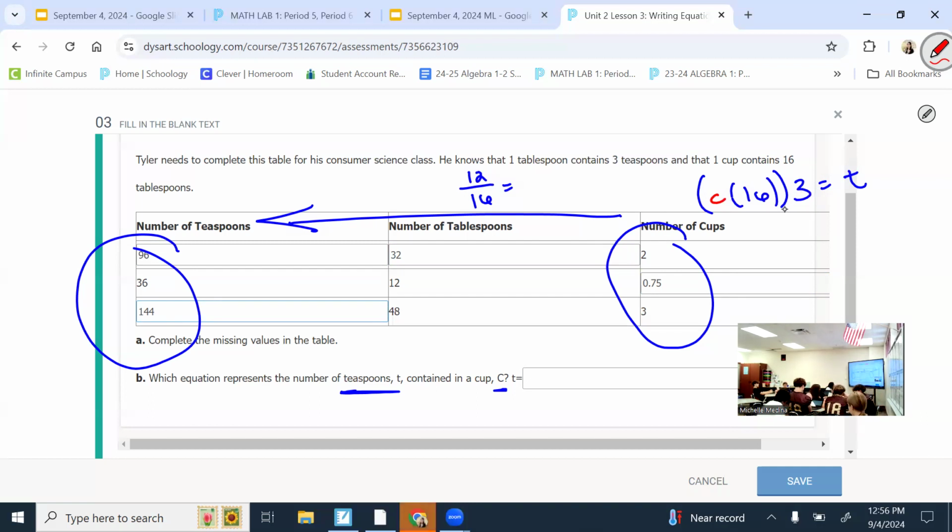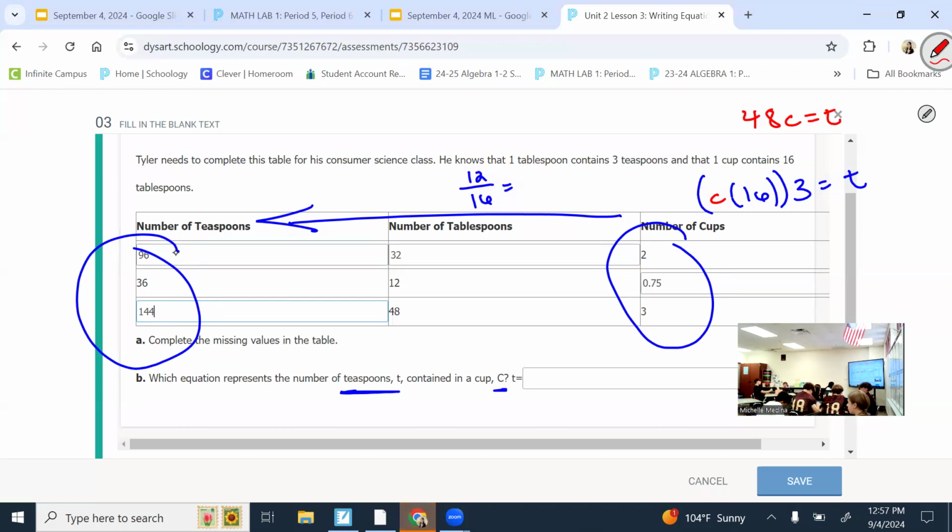Does order matter in multiplication? No. So I'm going to do 16 times 3, make that just one number. 16 times 3 is 48. I can condense it to 48 times C gives me T, and the T is for teaspoons. And see if that works. Is 48 times 2, 96?